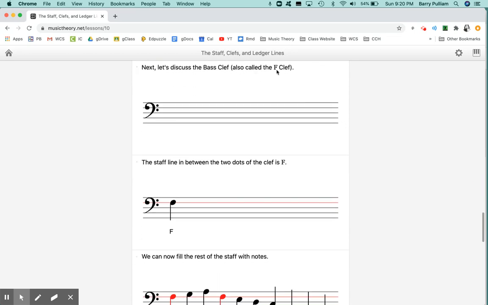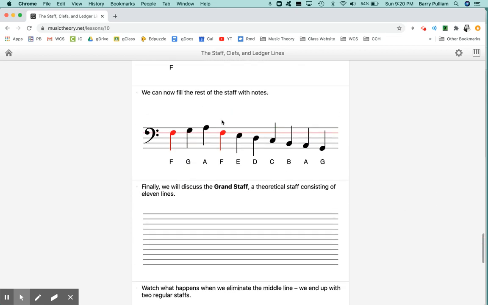Let's discuss the bass clef, also called the F clef. The staff line in between the 2 dots is the F. Okay, so that's the F clef. We can now fill in the rest of the notes. F, G, A, F. I wish they had put a G there. F, E, D, C, B, A, G. So they came down, so it's in the reverse order. Or you can start at this space and go A, B, C, D, E, F, G, A. And I'm moving fast, but you can come back and take a look at all this again.